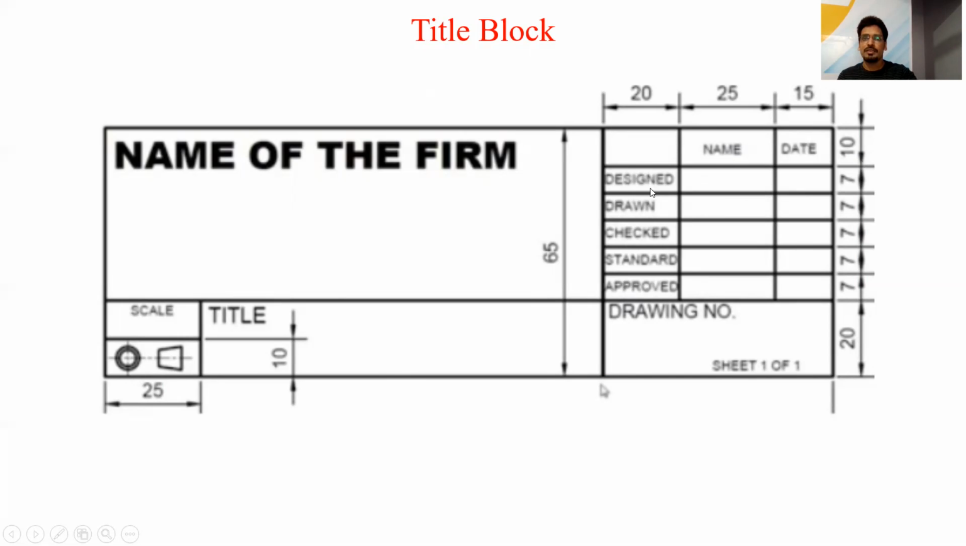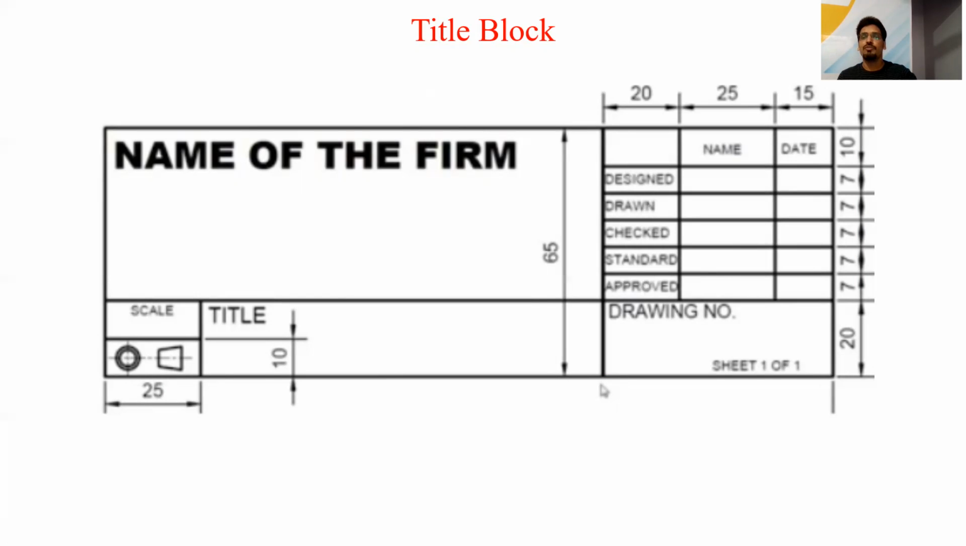We have to write first designed, name and date. It means designed, the name of the person who has drawn this drawing sheet, and the date on which the person has drawn the object over the drawing sheet. Then drawn by, checked by, the name of the person who has checked this drawing, the standard, what type of standard you have used, approved, the name of the person who has approved that drawing, and the drawing sheet number.